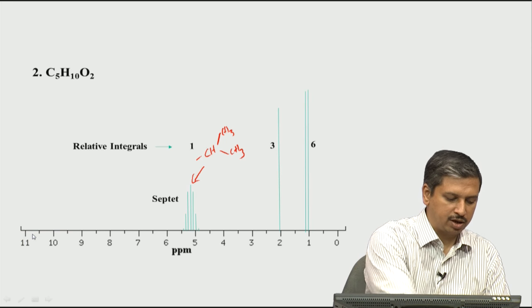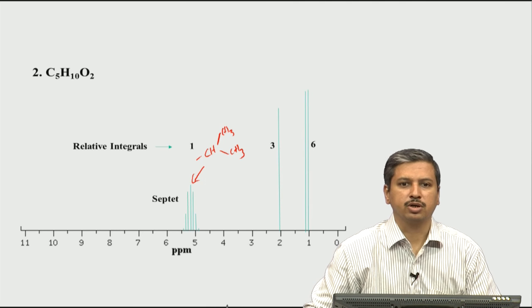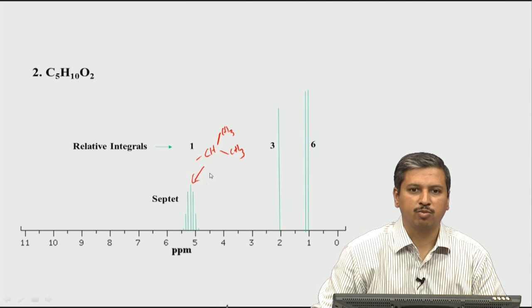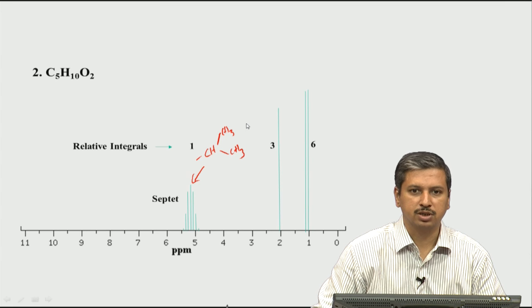So, this is how we can interpret a given molecule. If you have an isopropyl moiety, always remember you will expect to get 7 J coupling peaks because of this n plus 1 rule, 6 plus 1 is 7. So, this is what it could be in the molecule.